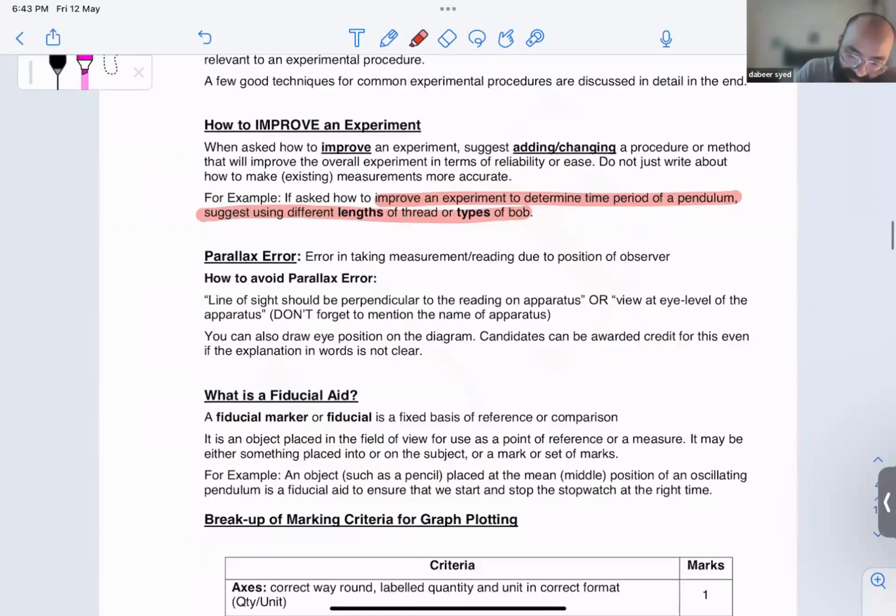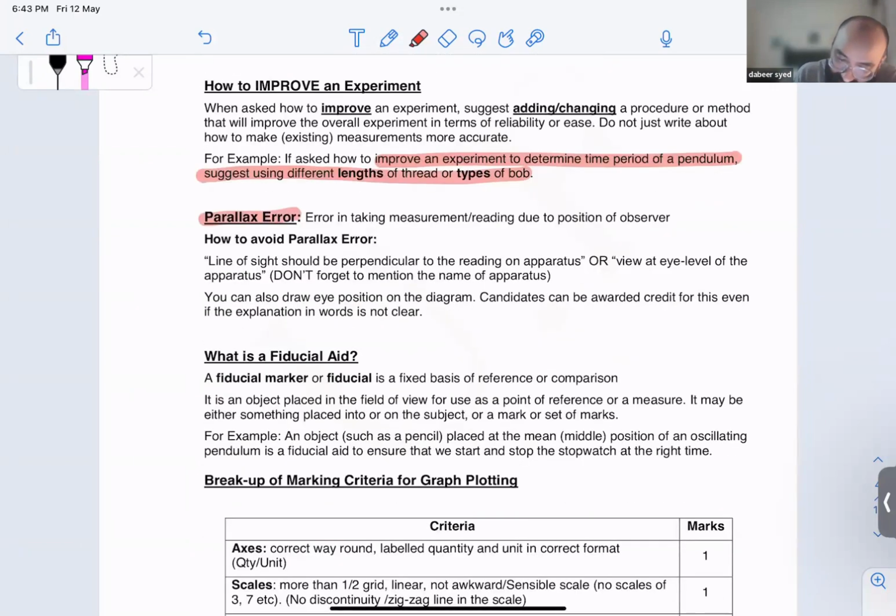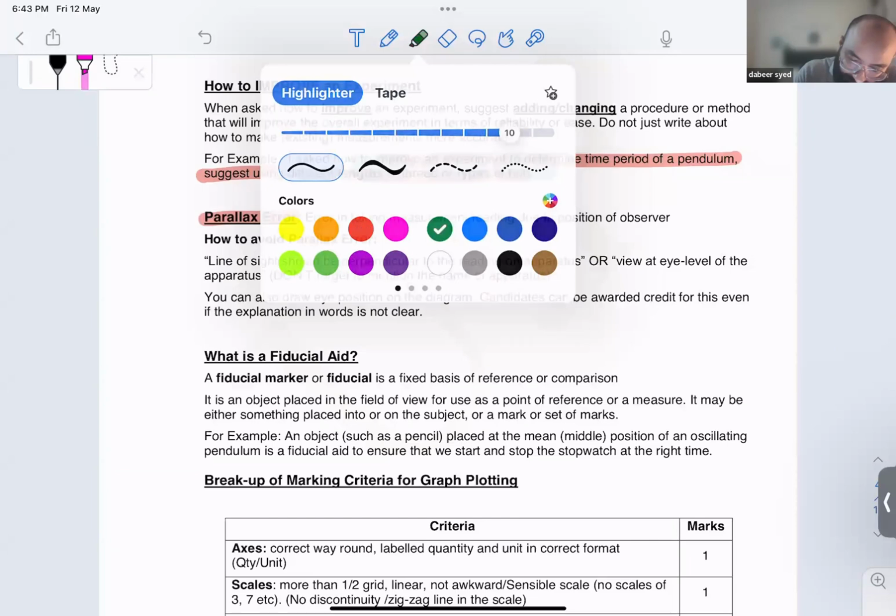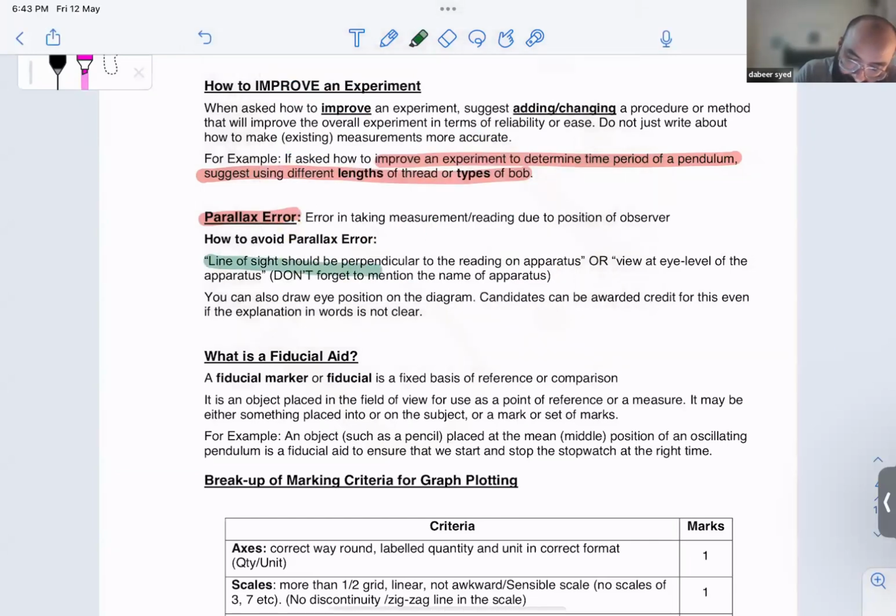If you're writing about parallax error, please, when you're phrasing your answer, the phrasing is, your line of sight should be perpendicular to the reading on the apparatus or the scale. Your view at eye level of the apparatus. Okay? You can also draw an eye on the diagram.